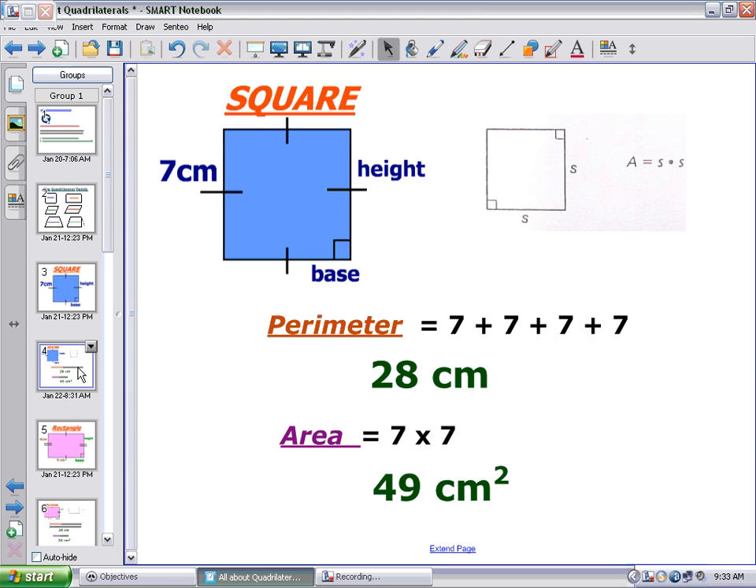When you multiply a side times a side of a square, you're multiplying the same number by itself. In my example here, the base and the height, the length and the width, or sides are all going to be the same, 7 centimeters. So my area is 7 times 7, which is 49 centimeters squared. Please pay attention to also the unit of area. Every time you calculate an area, you've got to make sure you put it into units squared or square units.